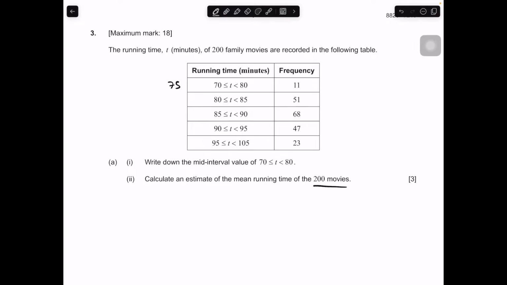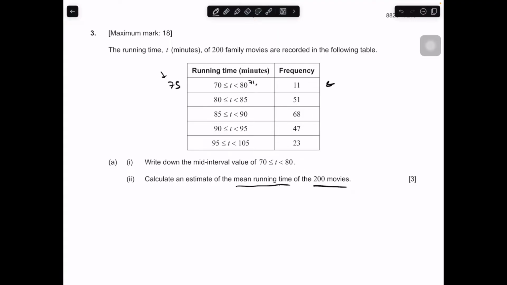So we have 200 movies, and we want to find the mean running time, or the average running time or length of these movies. And we don't know the length of the individual movies because they're already grouped together. So just looking at this first one here, where we have 11 movies between 70 and 80, and the mid-interval value of 75, we can ask ourselves, what is the average length of these movies? And it's possible that the movies are, let's say, 78 and 79 and 77, and they're all clustered towards the higher end. But what we're imagining is that these movies are roughly evenly distributed.